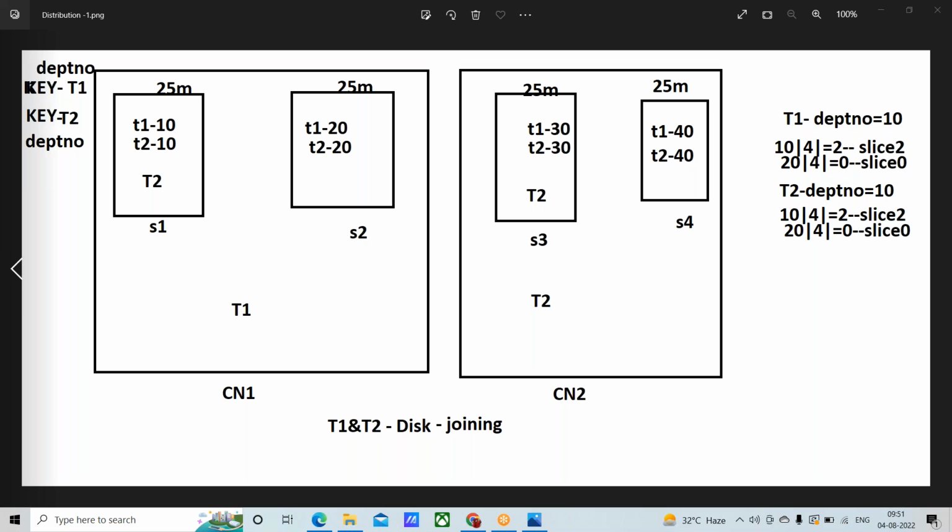I want sales. Okay, they are in room number 5. These are all sales. Marketing? Okay, they are in room number 10. So is this easier or not? Easier, sir. So this is what will happen if two tables are defined on the same distribution key.